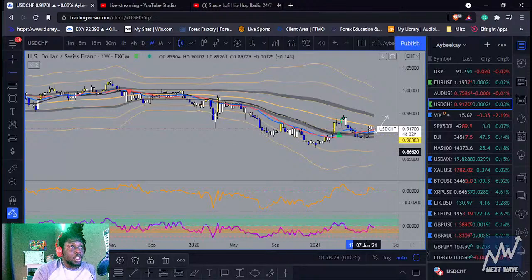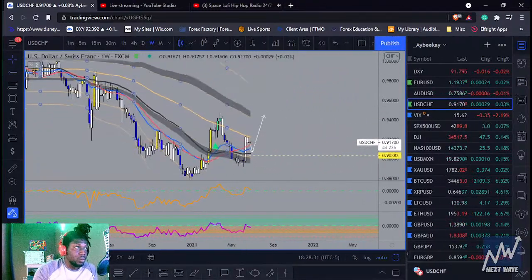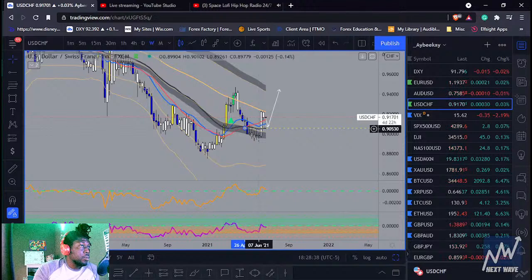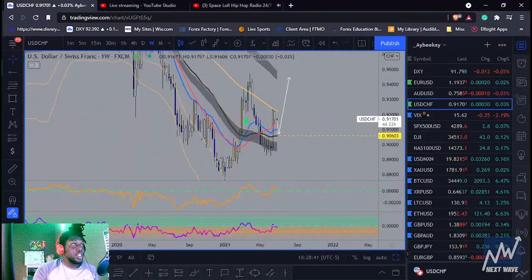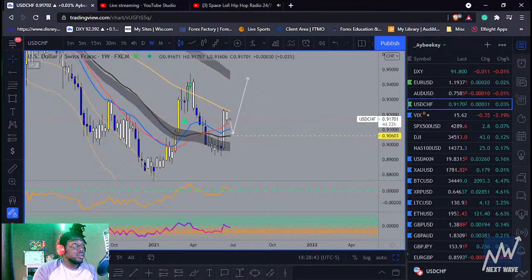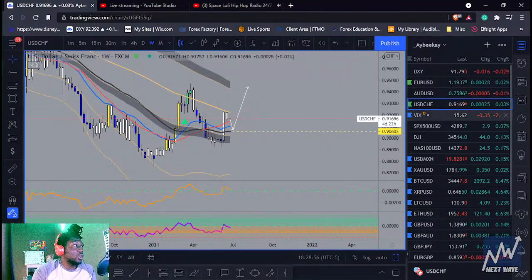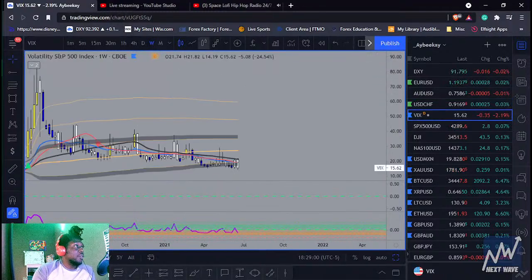Let me just put it over here. Not that low. Like about right here. 0.90600. That seems like a decent area. And again, I'd probably put it under these. If you're going to take a buy or anything like that, I would put a stop loss under these lows or even under these lows. But you know, I'm bullish overall on USDCHF.